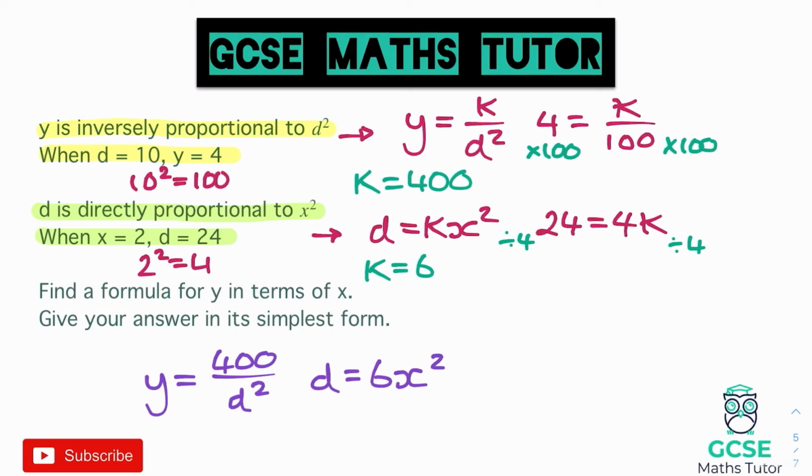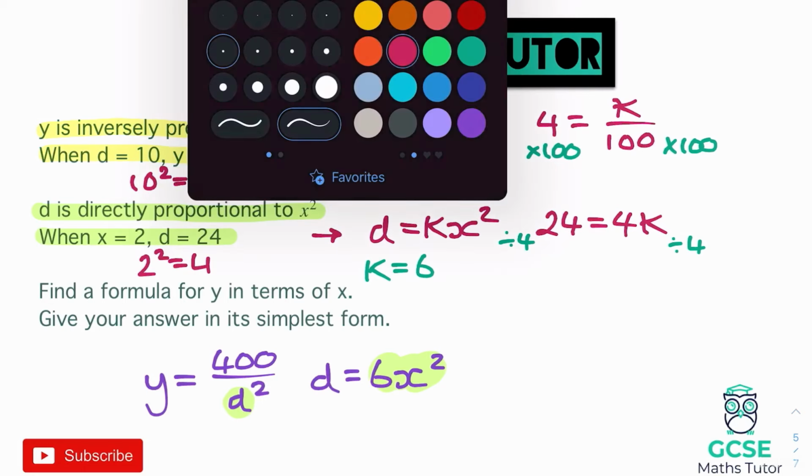Now again, if we just read this question carefully, it says find a formula for y in terms of x. So we have this formula on the left here that says y is equal to 400 over d squared. Now that's a formula for y in terms of d. So we need to replace this d here. And we've got this formula over here that says d is equal to 6x squared. So what we're going to do is put that 6x squared in place of d. And if we do that, let's see what we get.